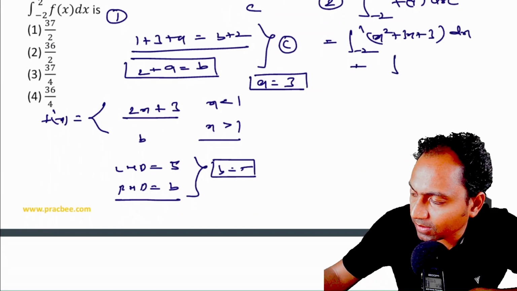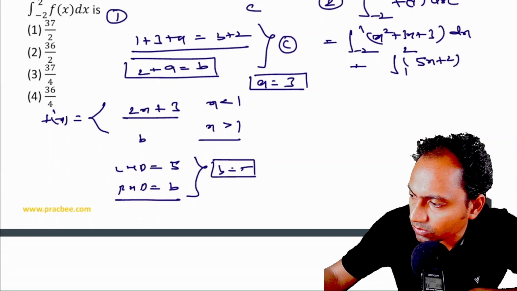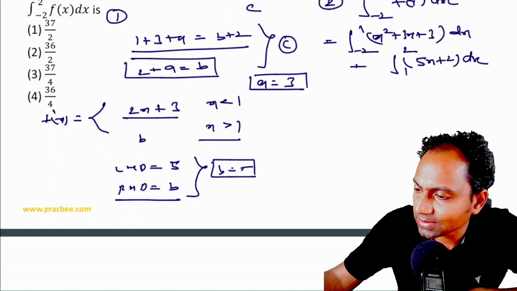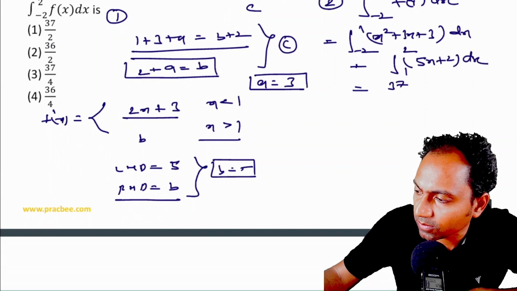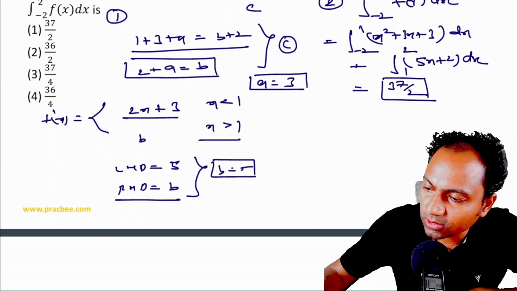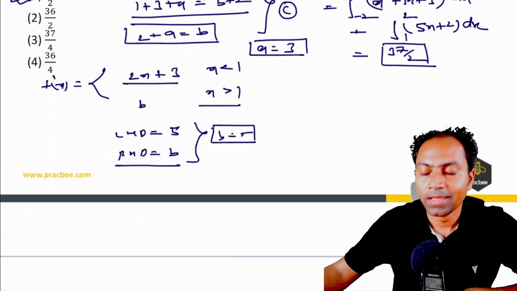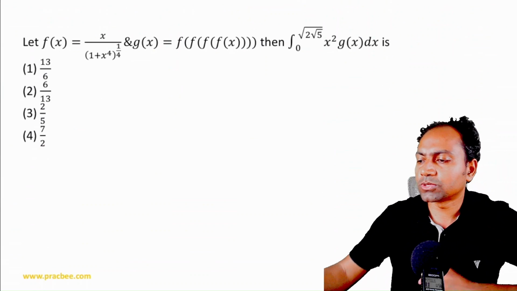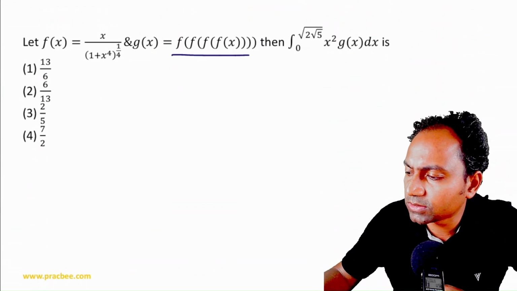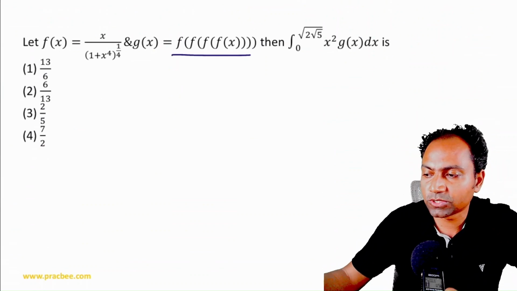And for the second part, we'll have to go from 1 to 2. And here, this takes nothing but 5x plus 2. You can simplify this and you can see that the answer will come out to be nothing but 37 by 2. That is nothing but option A. Now, if I move towards the next part, the next question is a very interesting question that talks about a composite function being taken multiple times.